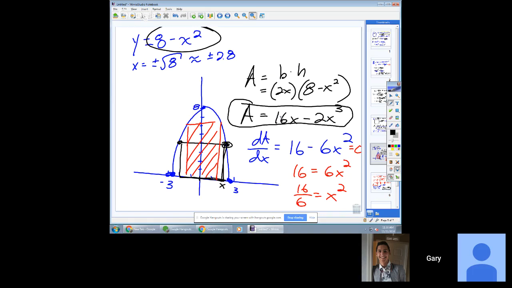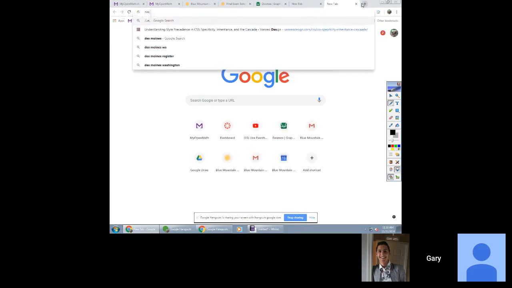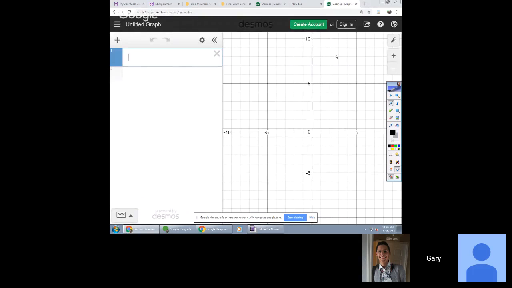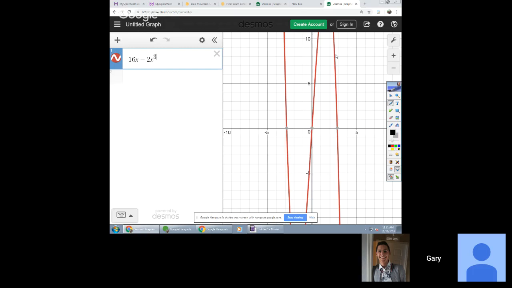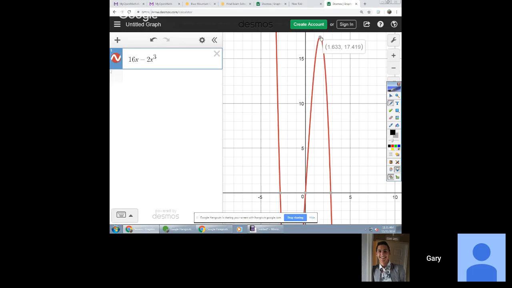Let's double check to see if this indeed has a max. So looking at the graph of it, let's bring up a new Desmos tab. We have 16x minus 2x cubed. Does that sound right? Mm-hmm. And Desmos is kind enough to say, hey, 1.633-ish should be the x value you need, and 17.419 or 17.42 should be about the area that you need. Because this is the area function, right? Not a picture of the area. All right, I think we did good.